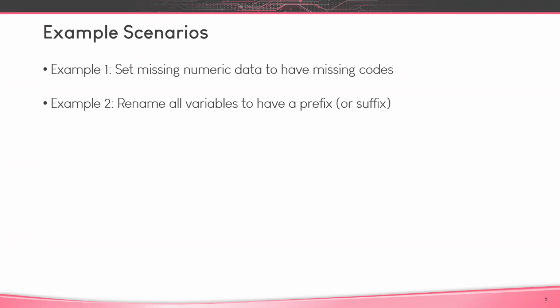So we're going to walk through three different examples just to illustrate the use of these functions. The first one is setting missing numeric codes for missing data. The second one is we want to rename all of the variables to have a suffix or a prefix. And the third one is we're looking for specific variables.